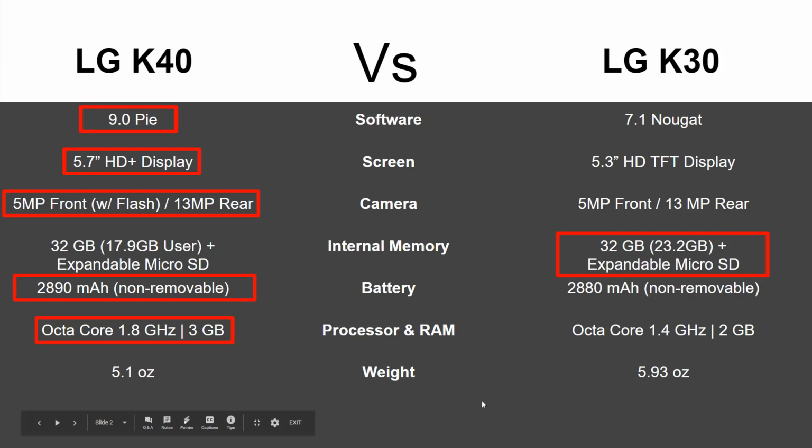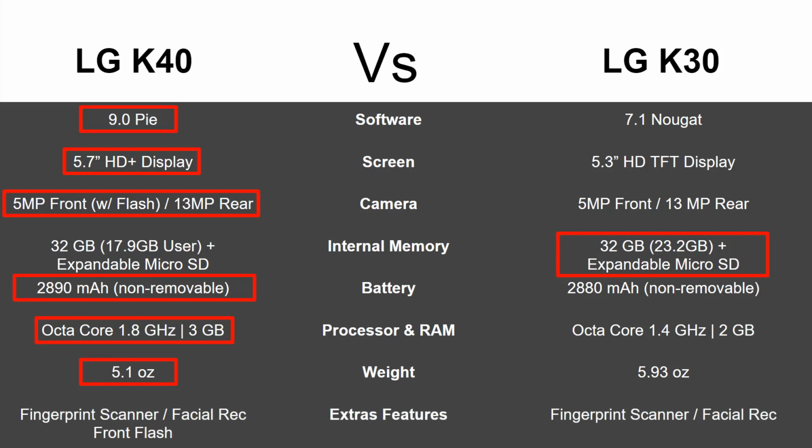When it comes to weight, K40 is also going to win in this category. Now, K30 did have a metal design and it was a much heavier phone. The K40 is only 5.1 ounces, so it's about 0.8 ounces lighter. So definitely gonna feel better in the hand because it won't be so heavy as the predecessor.